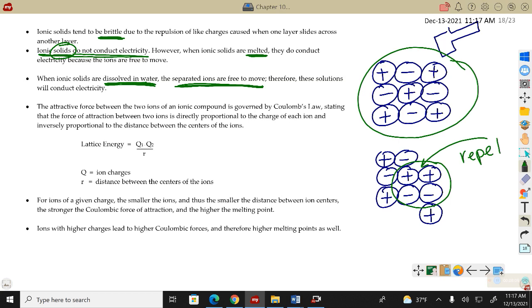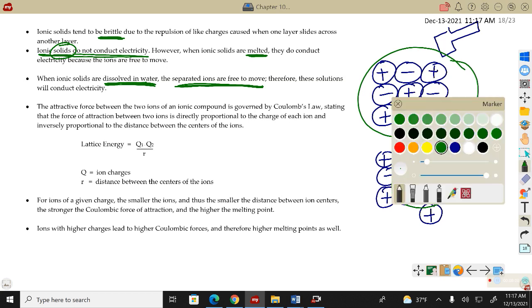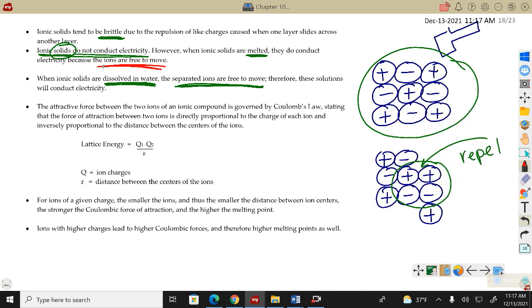In order to conduct electricity, we need moving charges. Might highlight that too. We need charges that can move. So while ionics do have the charges, they cannot move in the solid phase. So I either need to melt the solid or dissolve it in water.